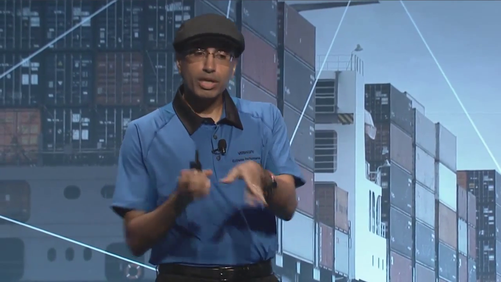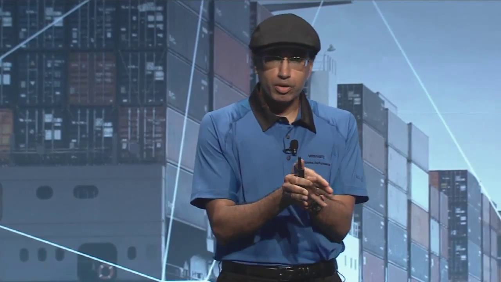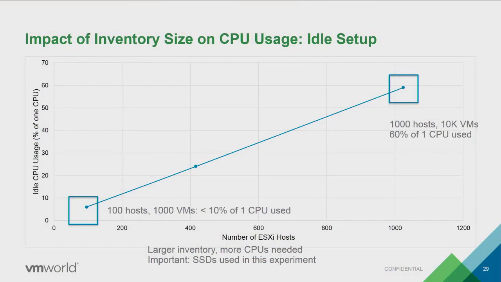Now, one thing I will point out here, the way I varied the number of hosts and VMs. I varied the number of hosts in this chart from 100 to 1,000, and on each host, I have 15 VMs, 10 of which are powered on. I've kept that form factor as I've increased the number of hosts. So bottom line, CPU usage more or less linear, and for an idle setup, it's very modest.